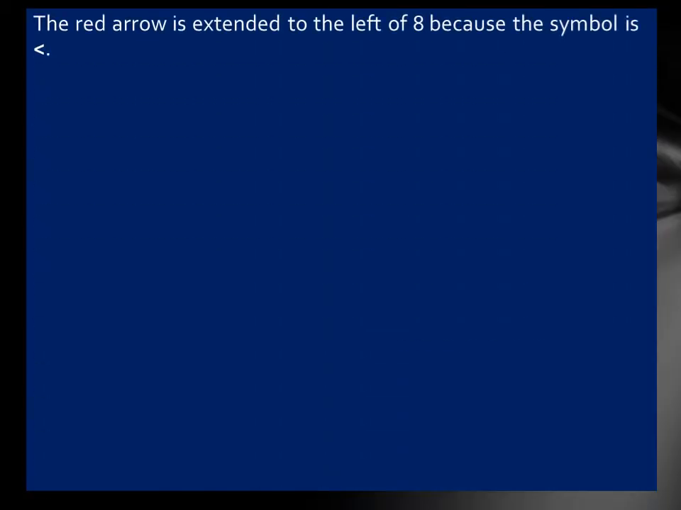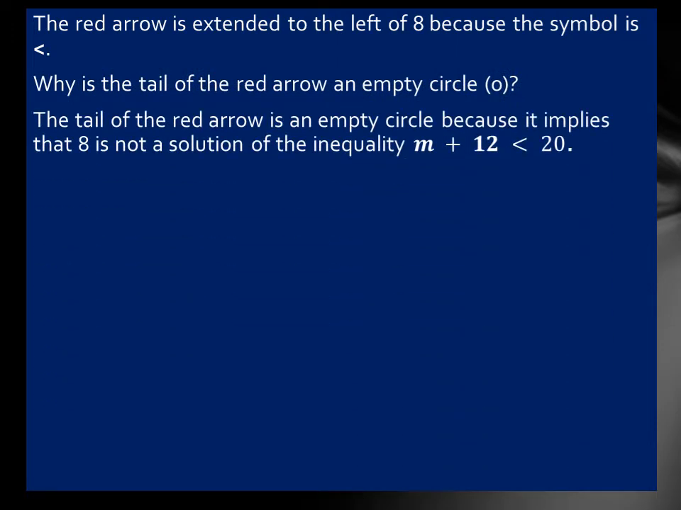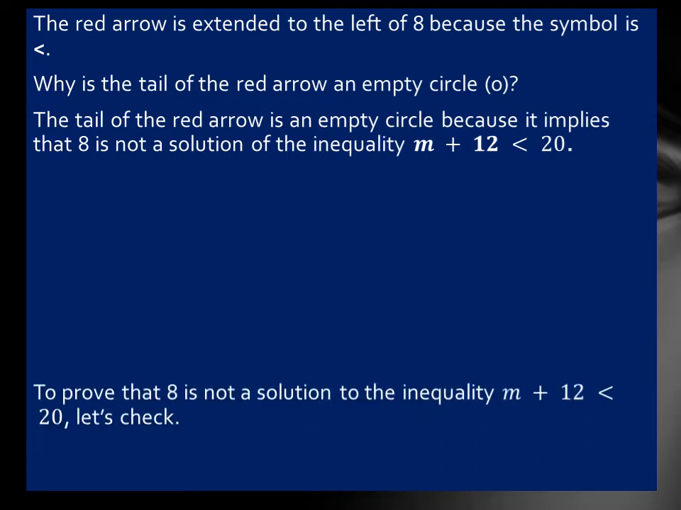So the red arrow extends to the left of 8 because the symbol is less than. Why is the tail of the red arrow an empty circle? The tail of the red arrow is an empty circle because it implies that 8 is not a solution of the inequality m plus 12 is less than 20.